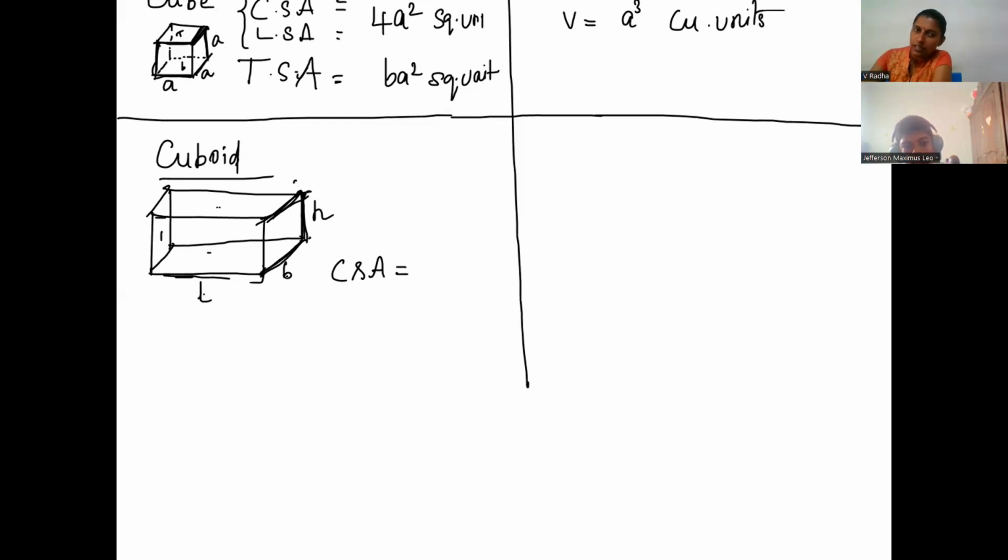Here we used different alphabets. B and H means this is also one of the rectangles. So the area for this face is B and H. Same thing for the left side face also. So front and back faces are covered, left and right faces are covered, only top and bottom are excluded. That is the CSA. One more word here is LSA, lateral surface area. So 2 times LB and 2 times BH. Taking 2 outside, 2 times LB plus BH. It also ends with square units.